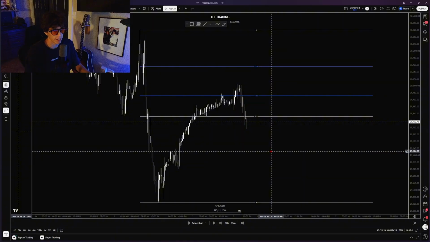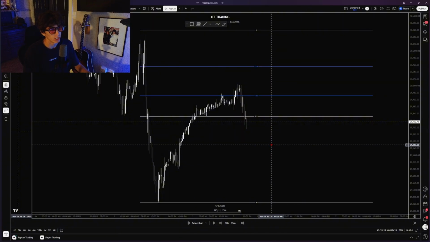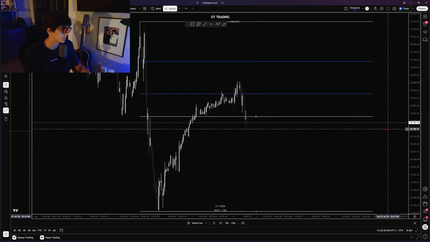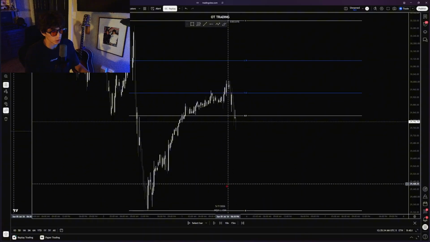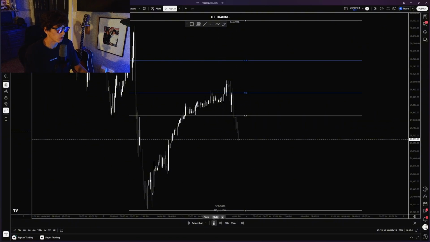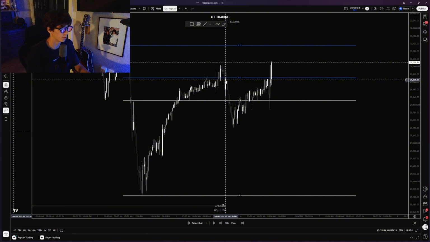This is what I mean by not having OTE as the only confluence. You need to have some sort of extra confluences that make your setup an A+ setup. So obviously I wouldn't jump into this. I would wait a little bit longer for my model to play out. So as you can see, we don't deliver to the drawn liquidity because we didn't have a clean internal model.